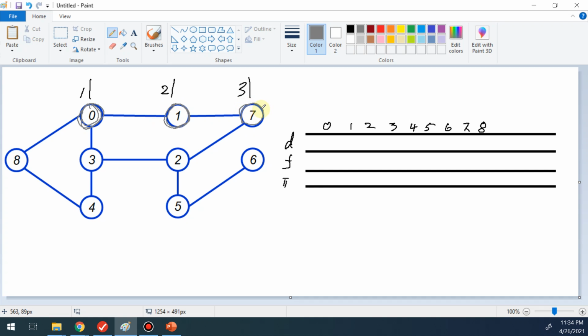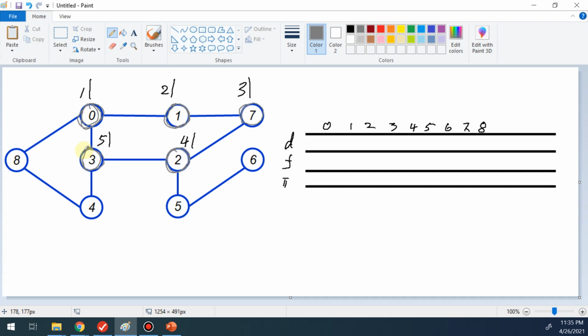After we visit 7, we go down and visit 2. The start time for 2 is 4, and 2 is gray. For 2, there are two neighbors, 3 and 5. Where should we go? The answer is 3, because 3 is a lower number. Remember, we always visit the nodes with the lower index first. So we go to 3, and 3 is also gray.